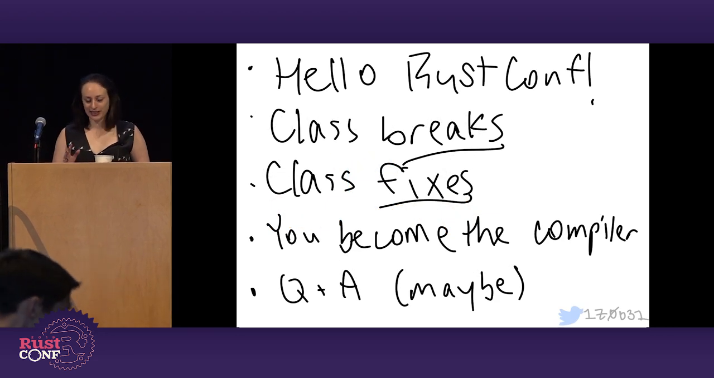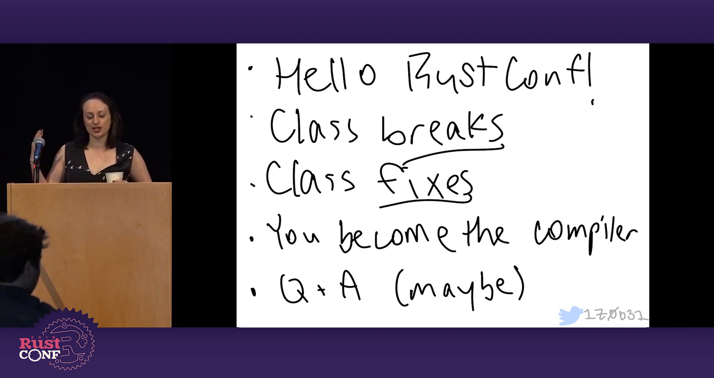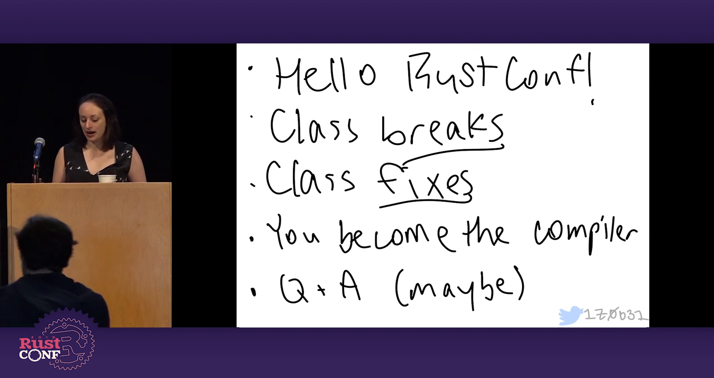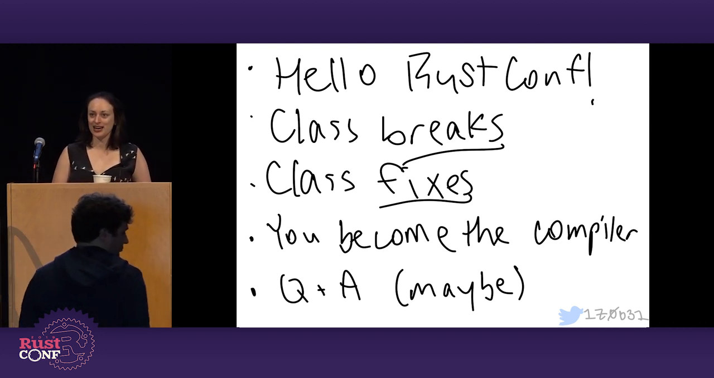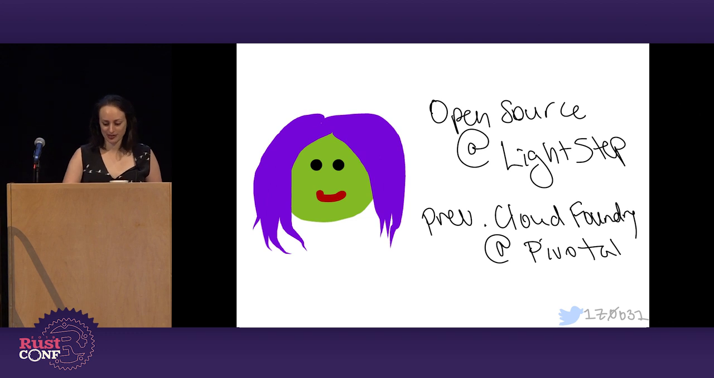So, quick mini agenda, basically just intro. Then I'm going to talk about class breaks and how we can invert that concept and use it to think about things in terms of class fixes, and then how that can help you to become the compiler, either when you are writing Rust or also when you are not writing Rust. And then maybe a quick Q&A at the end. You can definitely come find me afterwards. I'll stick around and I'll be here all day. More than happy to talk about this.